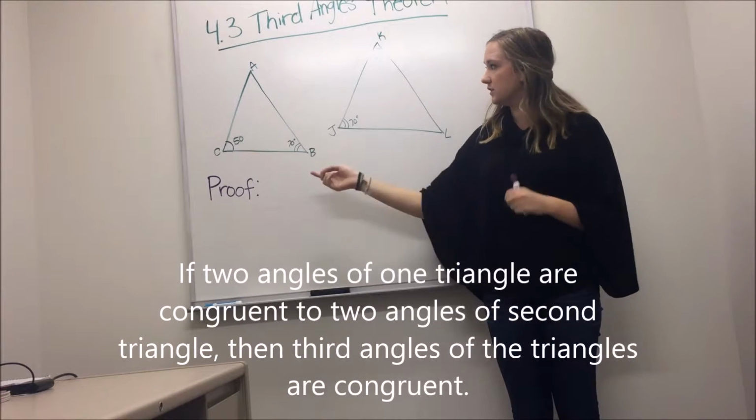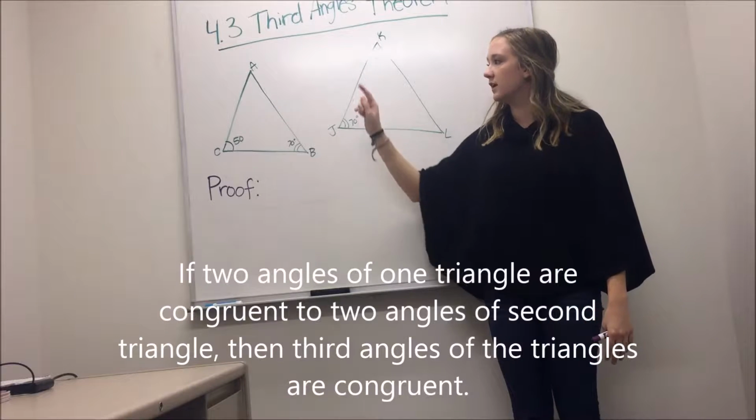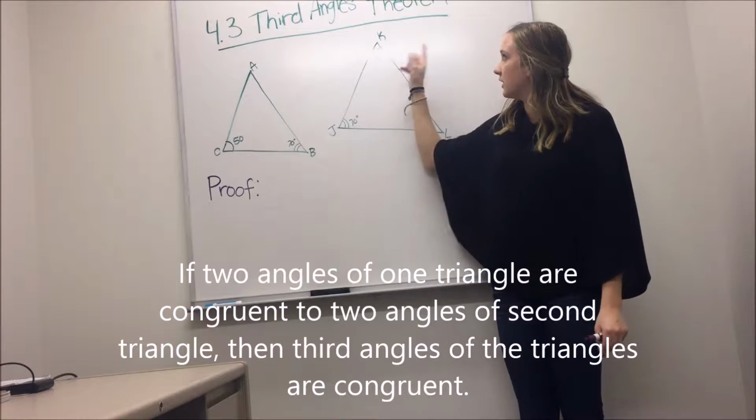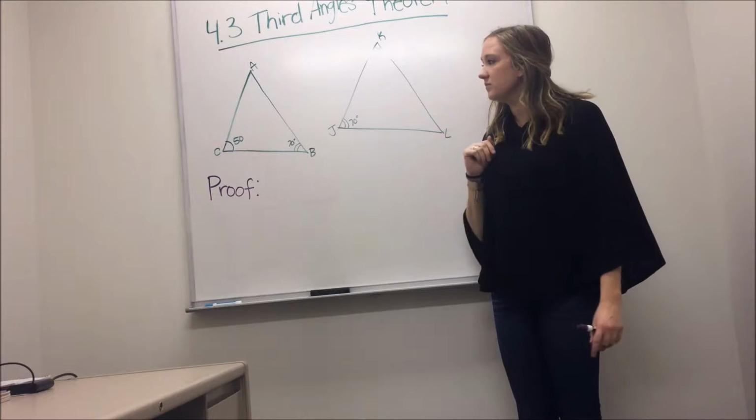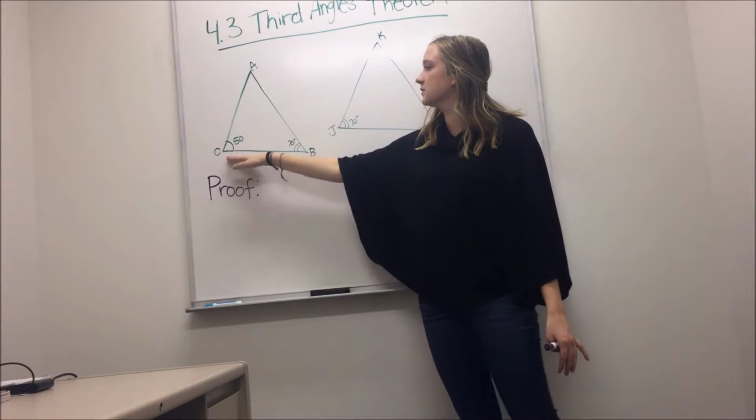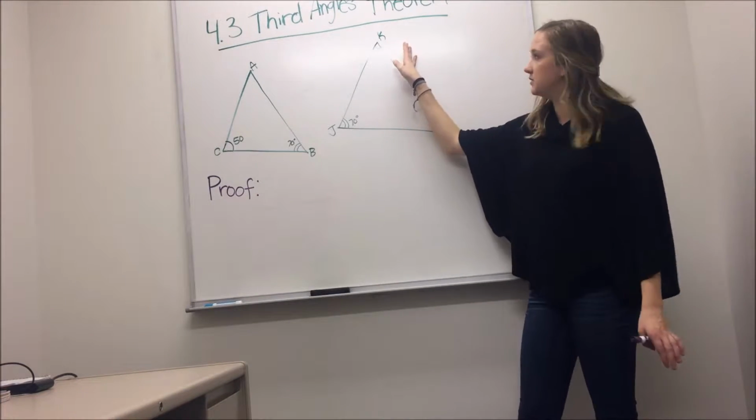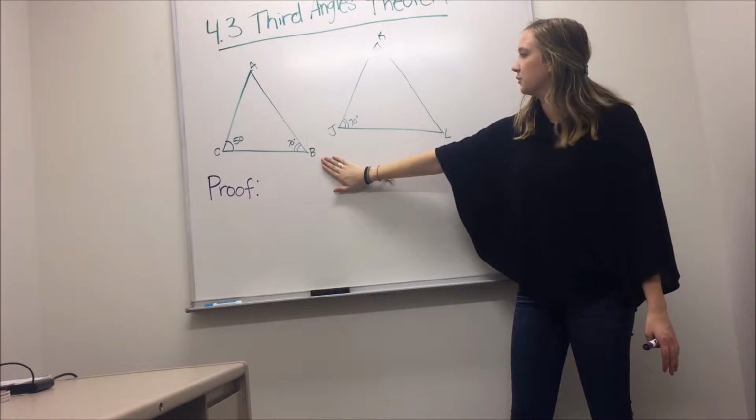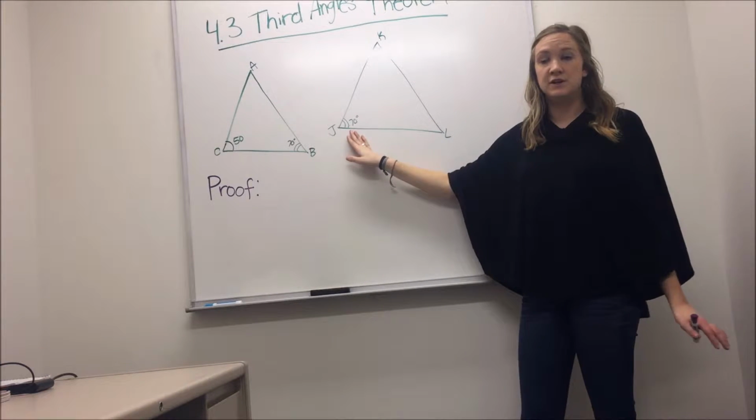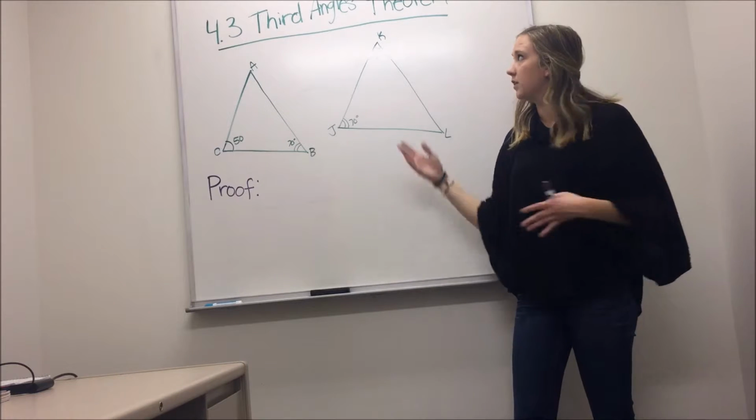So, as you can see here, we have an example, triangle ACB and triangle KJL. It's telling us that already C is congruent to K, and the measure is 50, and B is congruent to J, and the measure is 70. So how might we prove this theorem?